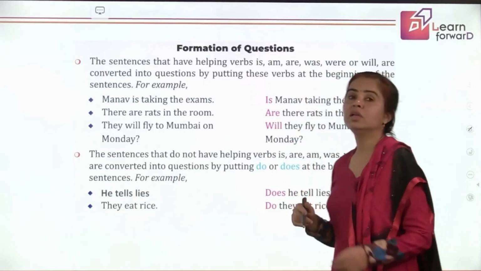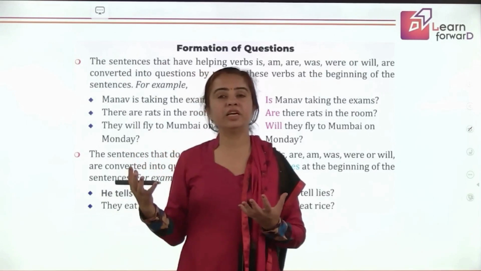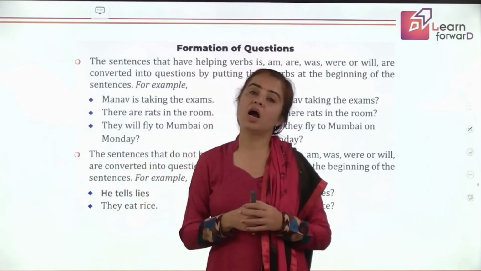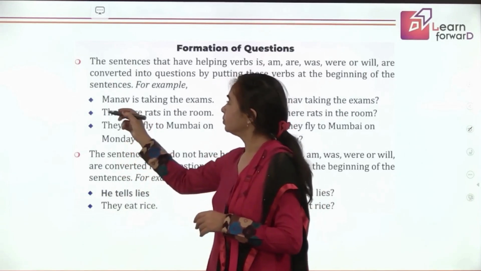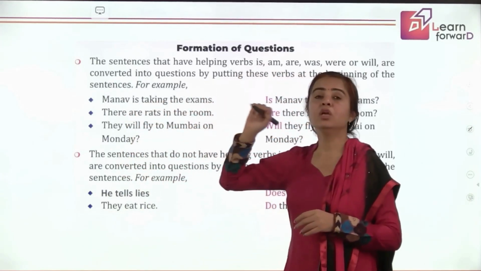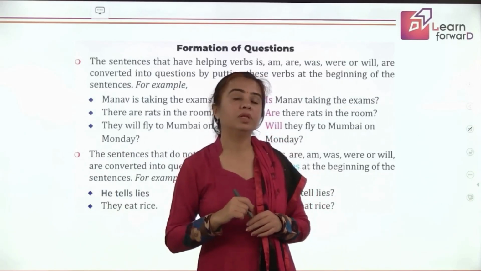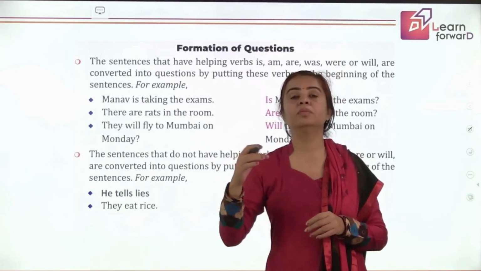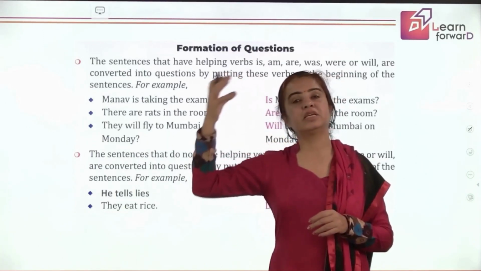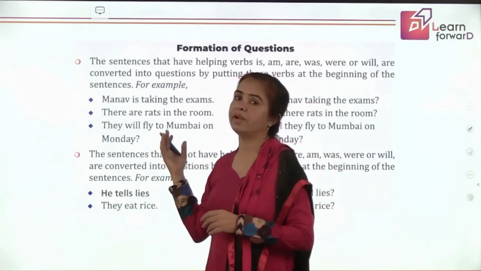Now we'll be learning about how to form questions. If you have a statement, a simple sentence, how can you turn it into a question? So let's see here, students. The first one is, you have to remember that whenever there is a helping verb, a linking verb in the sentence, we just pick that verb and take it to the beginning of the sentence, and the rest of the sentence you will write in the same order.